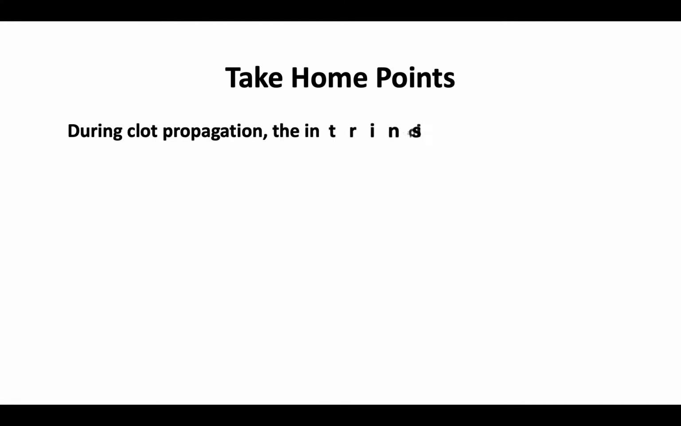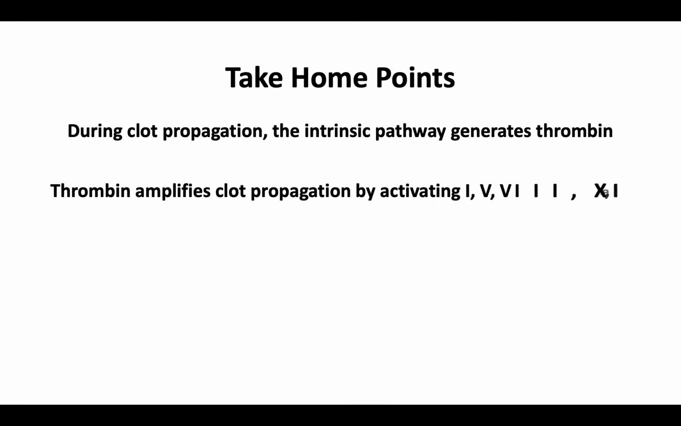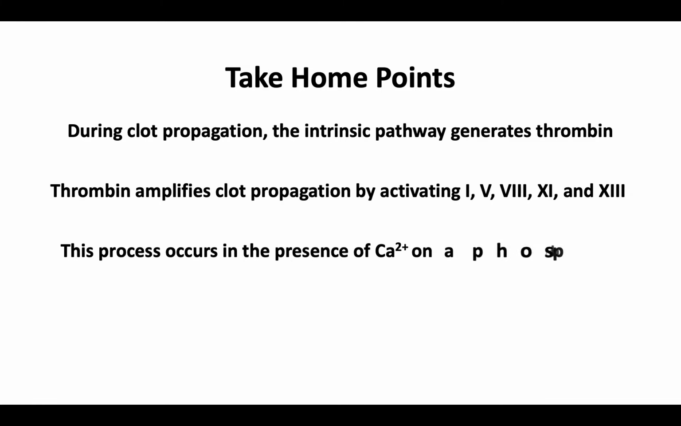During clot propagation, the intrinsic pathway generates thrombin. Thrombin amplifies clot propagation by activating fibrinogen to fibrin and also activating factors 5, 8, 11, and 13. The process of clot propagation occurs in the presence of calcium on the platelet phospholipid bilayer.